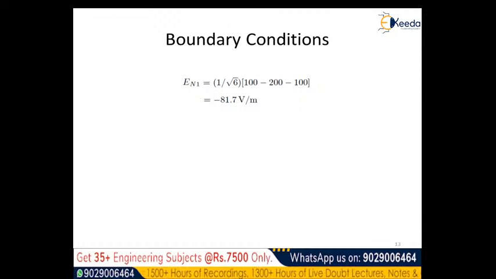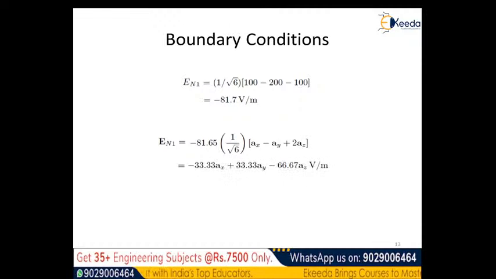the surface. Therefore we write En1 is equal to minus 81.65 multiplied by 1 upon root 6, multiplied by the square bracket that holds Ax minus Ay plus twice Az. The bracket is completed here. So this is equal to, in vector form, minus 33.33 Ax plus 33.33 Ay minus 66.67 Az in volts per meter.